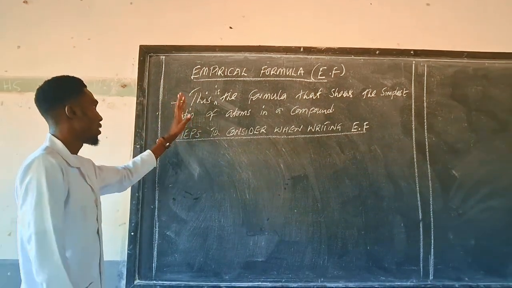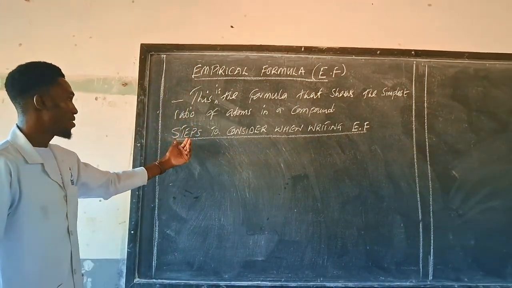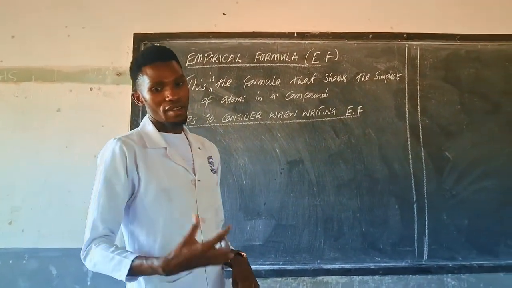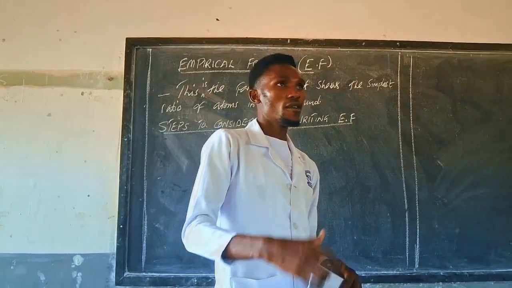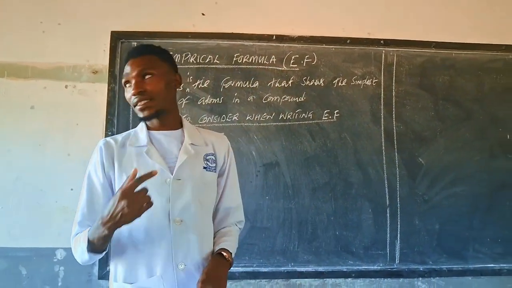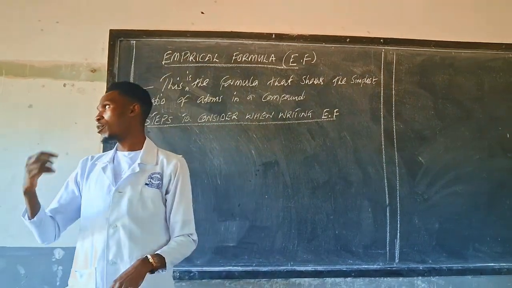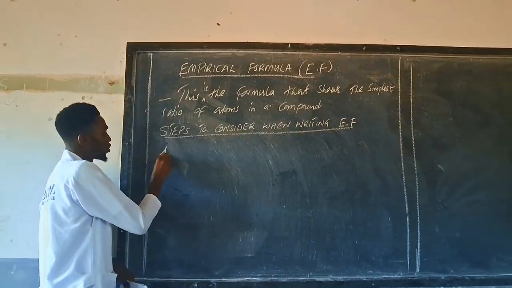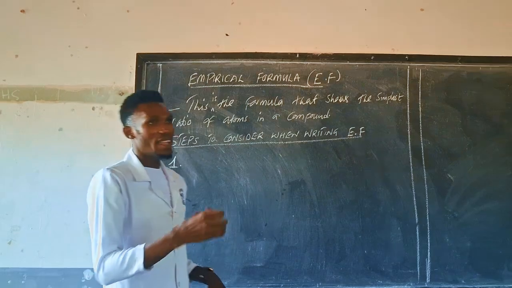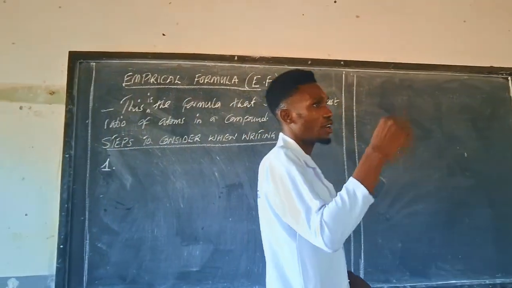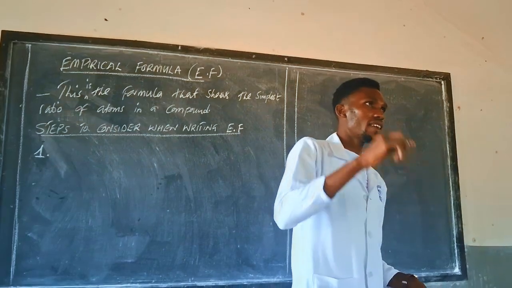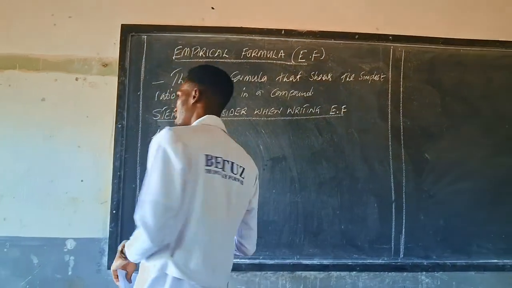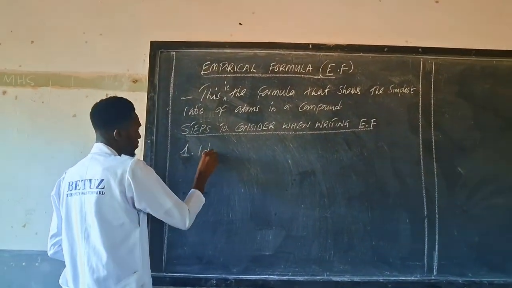The empirical formula. So now we're going to look at the steps which you should consider when you are writing an empirical formula. The first step, number one, is that you should identify the elements which are found in a compound. So first of all, identify the elements.